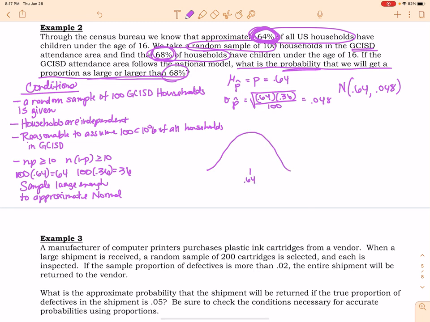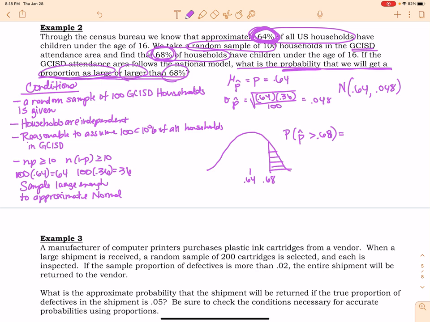So 0.64 is in the center here. 0.68 is right here. I want to know the probability we will get a proportion as large or larger. So I'm going to shade to the right, and I'm looking for the probability that p hat is greater than 0.68. And if you wanted to, you could go into Statplet, you could use your calculator, you can find your z-score and look it up on the chart. All of these are acceptable.